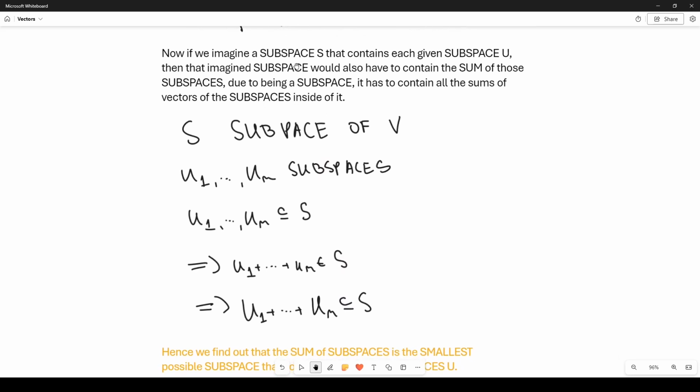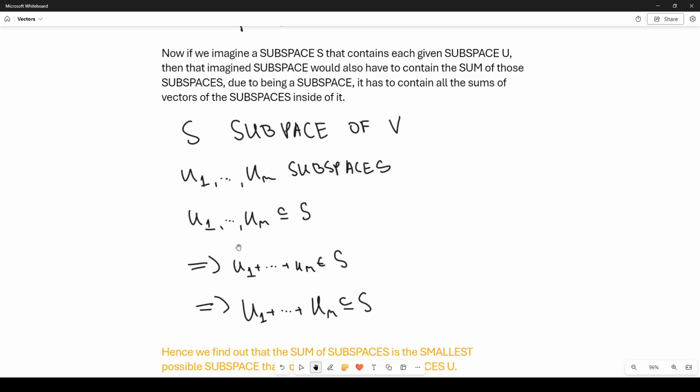Now, if we imagine a subspace S that contains each given subspace U, then that imagined subspace would also have to contain the sum of those subspaces. Due to being a subspace, it has to contain all the sums of vectors of the subspaces inside of it. So let's imagine we have some S, which is a subspace of V, and S is such that all of these subspaces are contained within it.